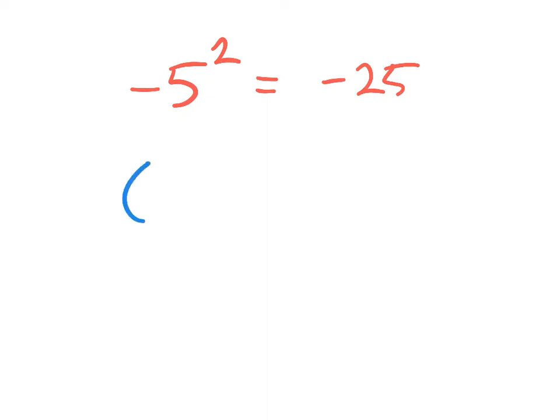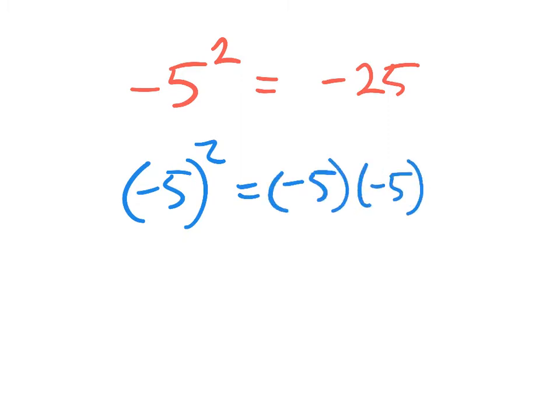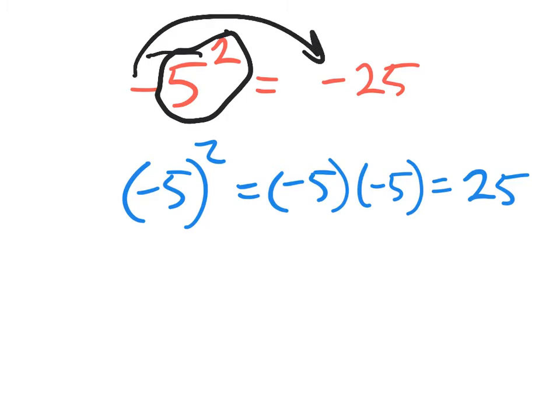So if I did have negative 5 squared in parentheses, then that really would be negative 5 times negative 5, and that would be positive 25. But in this case up here, we don't have the parentheses around the negative sign. So right there, it's really 5 squared, and then the negative, you place it out in the front. Okay, so let me give another one here. How about negative 3 squared? What's the answer there going to be? Negative 9. That's going to be negative 9.